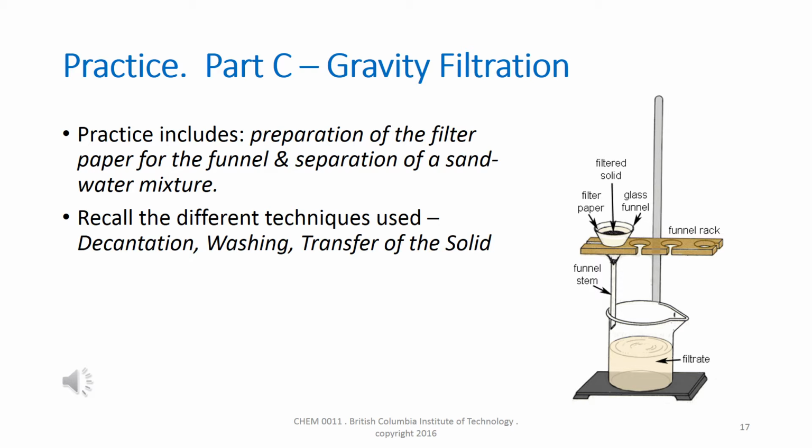For Part C of the lab, the apparatus was set up to practice gravity filtration. A piece of filter paper was folded to fit into a funnel to trap the sand, but the filter paper is permeable to water. The water is separated at a slower rate than vacuum filtration. To separate the mixture, the techniques for decantation, washing, and transfer of sand were done.